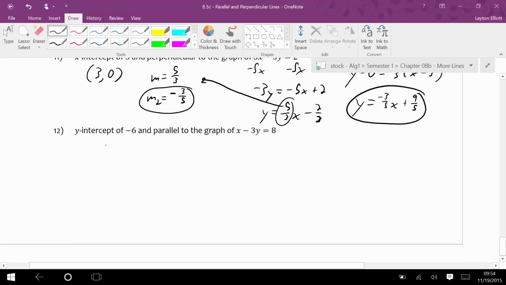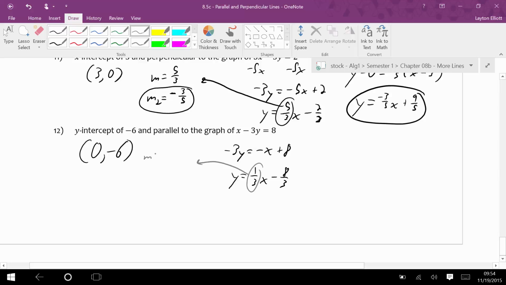Last one, y-intercept of negative 6. I'm going to stop right there and put 0, negative 6, and parallel to the graph of x minus 3y is equal to 8. If I subtract x from both sides, I get negative 3y equals negative x plus 8, and if I divide by negative 3, I get 1/3 x minus 8/3. Steal this slope. This slope is positive 1/3, and I'm going to keep it because it's parallel, so I get to use that.